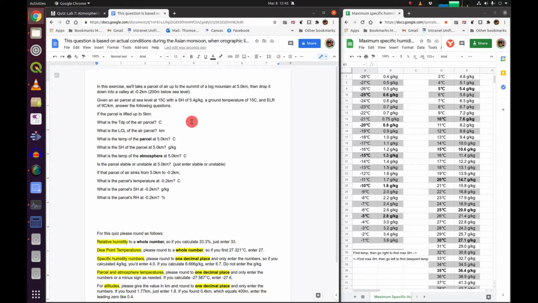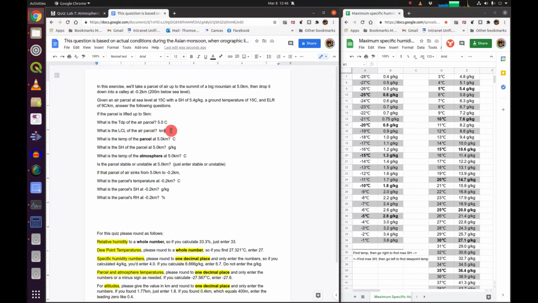So let's start. What is the dew point temperature of the parcel? We know the specific humidity, 5.4 grams. If we know the specific humidity, we look it up on the chart. For 5.4 grams, the dew point temperature is 5.0 degrees Celsius.